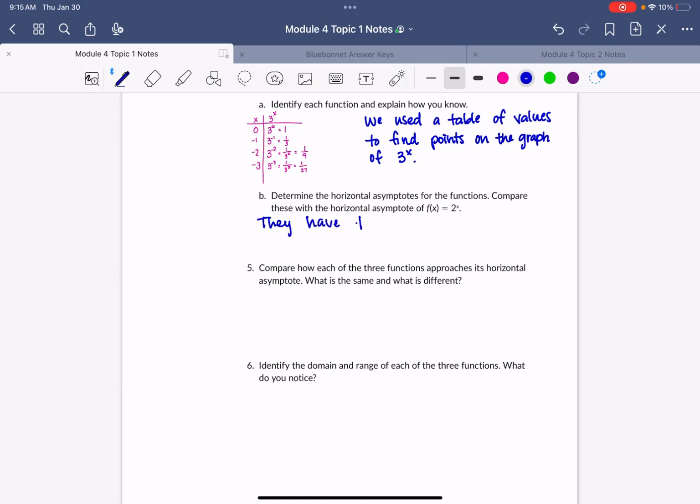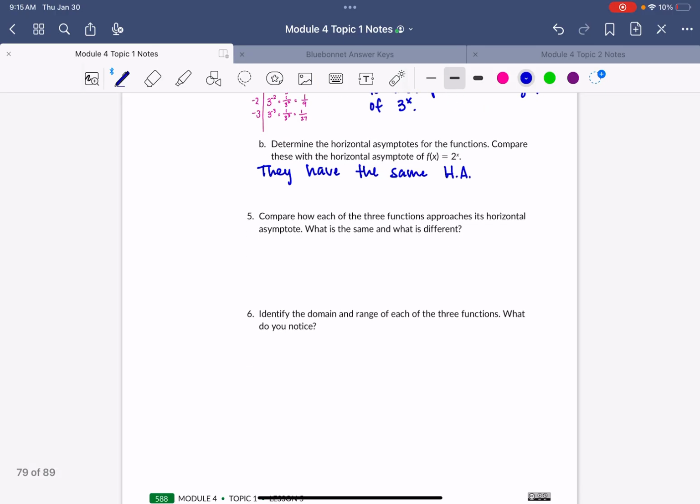Okay, so we can just put, they have the same HA. I use a capital HA to represent horizontal asymptote just because horizontal asymptote is a really long word. So it says compare how each of these 3 functions approaches its horizontal asymptote. What is the same and what is the difference? Well, all of them are getting closer to it, right? So let's see, all graphs approach the horizontal asymptote as their x values get more negative.